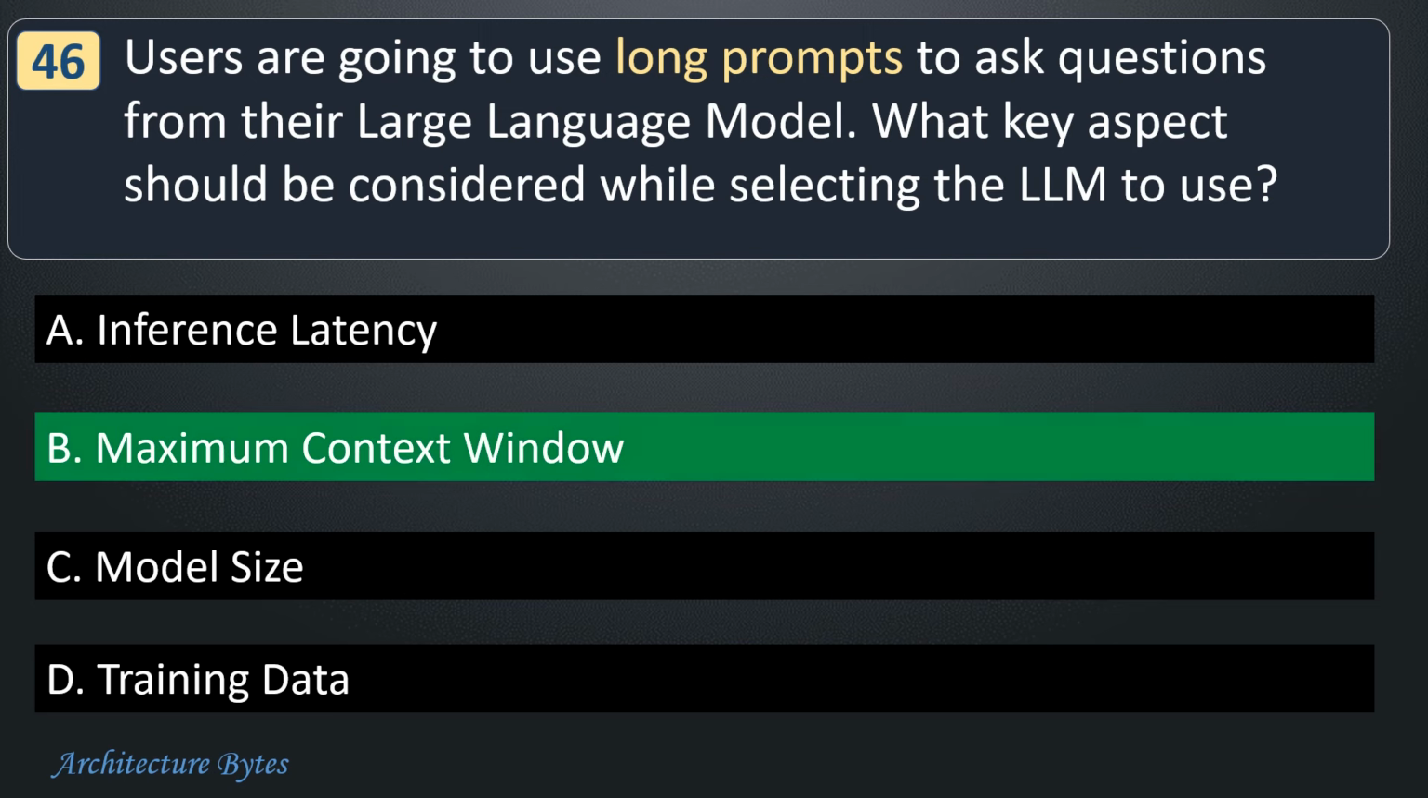Option B, maximum context window, is the right answer here. A large maximum context window allows the LLM to process and understand more information from the prompt, leading to more comprehensive and relevant responses.